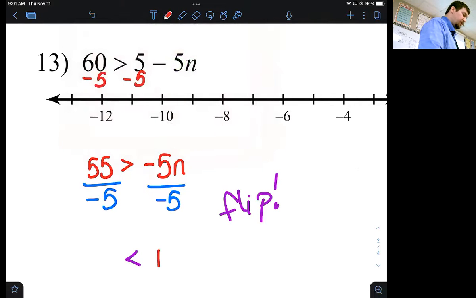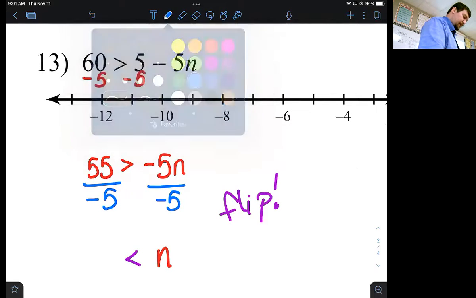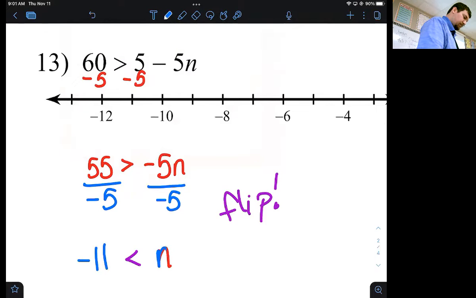Leave the n on the other side, though. Otherwise, flipping the sign just canceled out. So leave n on the right. And then 55 divided by negative 5 is negative 11. There we go.